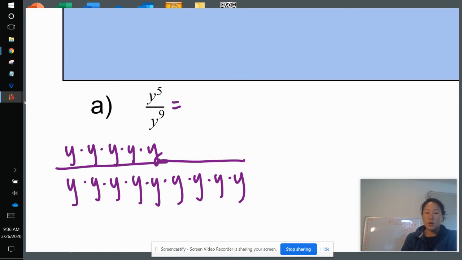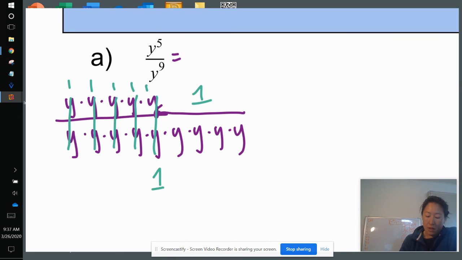Okay, so anything divided by itself is going to make a 1. So y divided by y makes a 1. Y divided by y makes a 1. Y divided by y, a 1. Y divided by y, and a 1. I'm left with nothing on top, but actually an invisible 1. And then how many y's am I left over on the bottom?